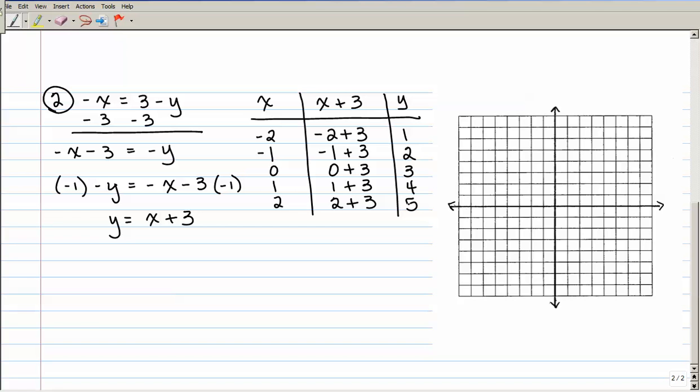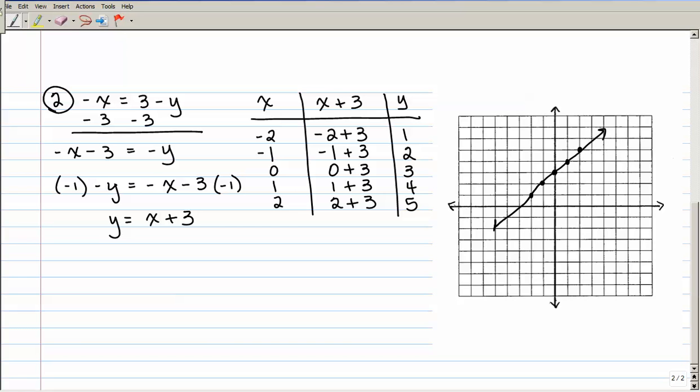And now let's plot each of those points. So when x is negative 2, y is 1. When x is negative 1, y is 2. When x is 0, y is 3. When x is 1, y is 4. And when x is 2, y is 5. And connect those dots with a straight line.